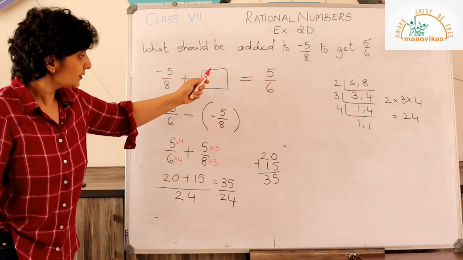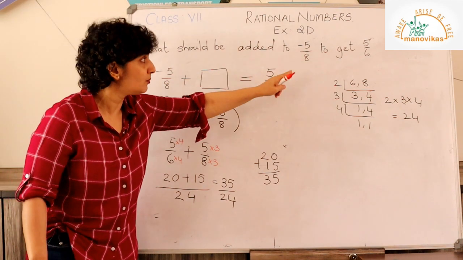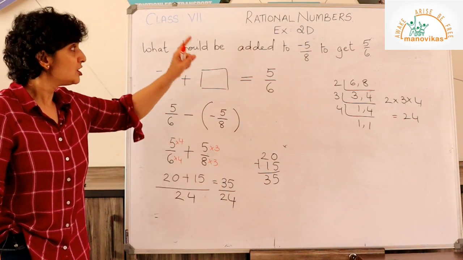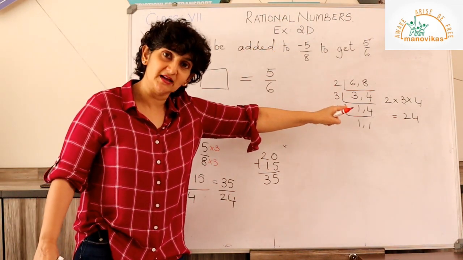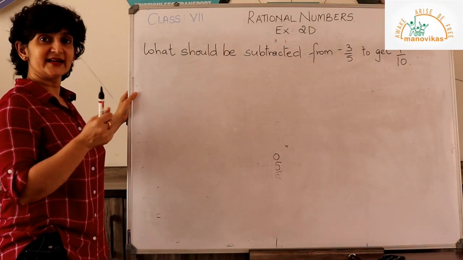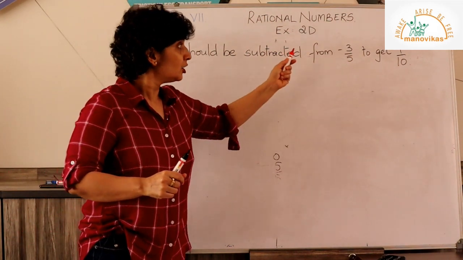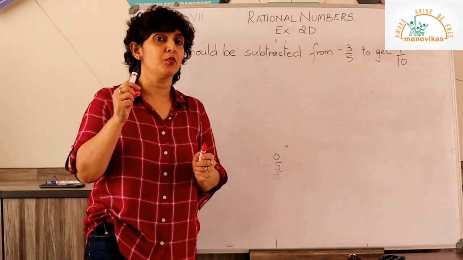So your answer is, what should be added to minus 5 upon 8? So 35 upon 24 should be added to minus 5 upon 8 to give you the answer 5 upon 6. Now, our next question: what should be subtracted from minus 3 upon 5 to get 7 upon 10?